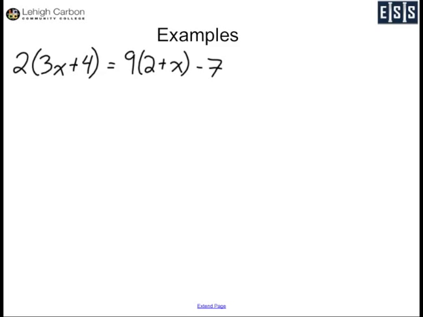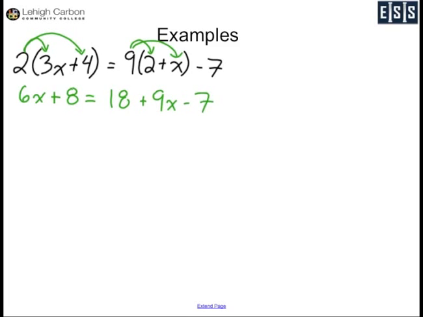Next example, 2 times the quantity 3x plus 4 equals 9 times the quantity 2 plus x minus 7. So step 1, do we have grouping symbols? Yes, we do. We actually have 2 sets, so we need to distribute. So I get 6x plus 8 equals 18 plus 9x minus 7.